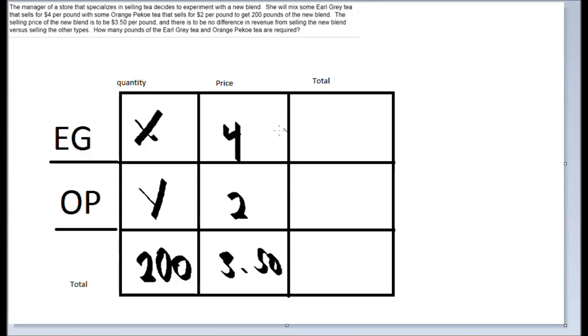Okay, so then what we do is we just multiply across. So this is multiplication. This is 4x. This is 2y.